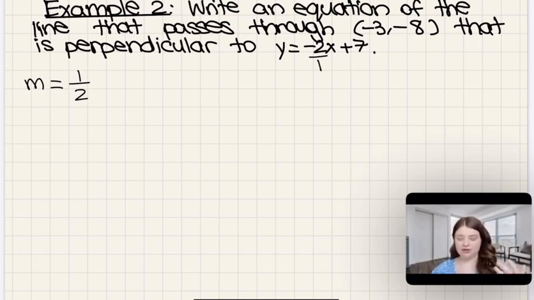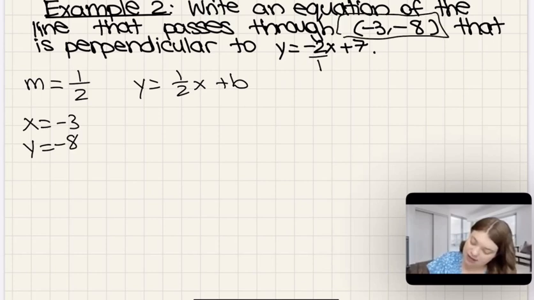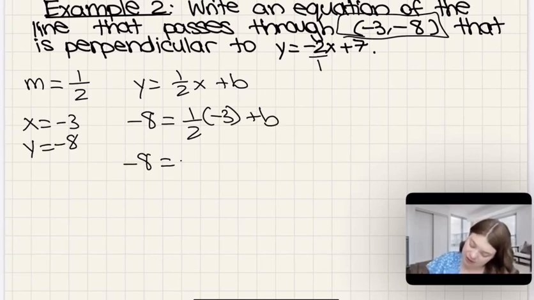Okay, next we need to find the b value, right? The y-intercept. We know that y is equal to 1/2 x plus b, and we also know that x is negative 3 and y is negative 8, which is one of the points that this line passes through. So we need to use that information to solve for b. That means negative 8 is equal to 1/2 times negative 3 plus b. That means negative 8 is equal to negative 3 over 2 plus b.